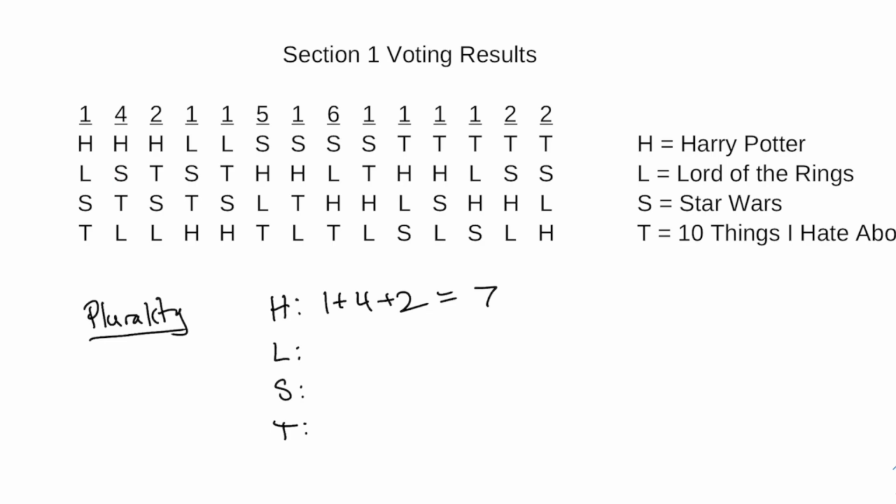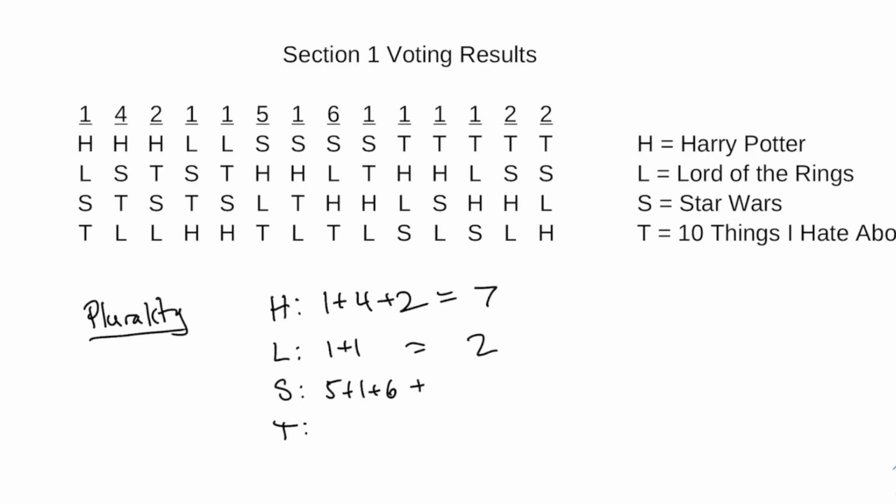Okay, let's look at the other numbers then. So the L, only 2 people put Lord of the Rings on top, right? Those 2 columns here with 1s on the top. So this is a 1 and a 1, which is 2. The S, it looks like this one was pretty popular in the top position. 5 and 1 and 6 and 1, that's 13. 5 plus 1. I'm just writing this out for complete clarity.